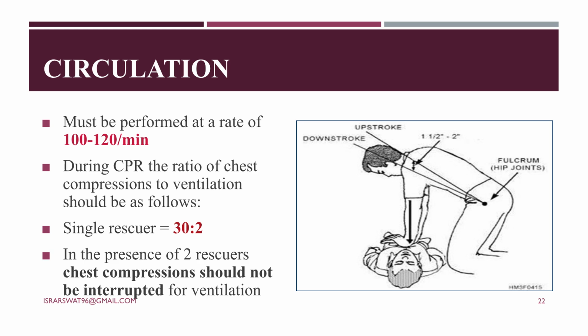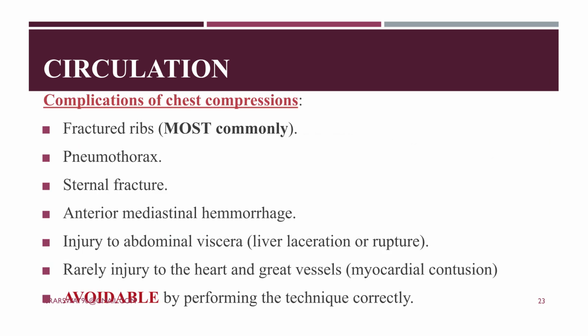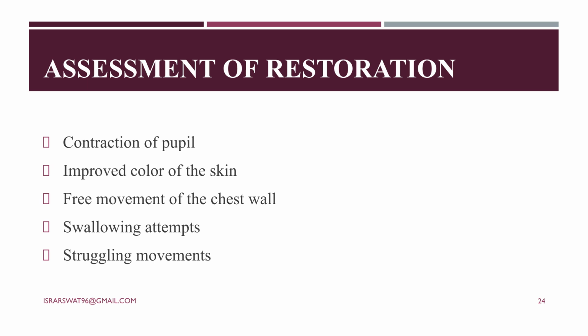Compressions must be performed at 100 to 120 per minute. The ratio of compressions to ventilation is 30 to 2 for a single rescuer. With 2 rescuers, compressions should not be interrupted for ventilation. Complications of chest compressions include fractured ribs, pneumothorax, sternal fracture, and injury to abdominal viscera. These are avoidable with correct technique.